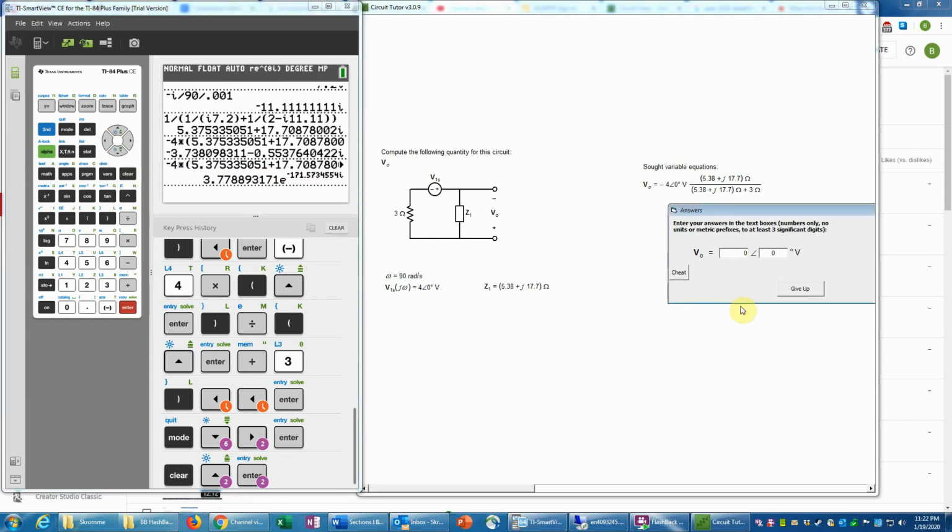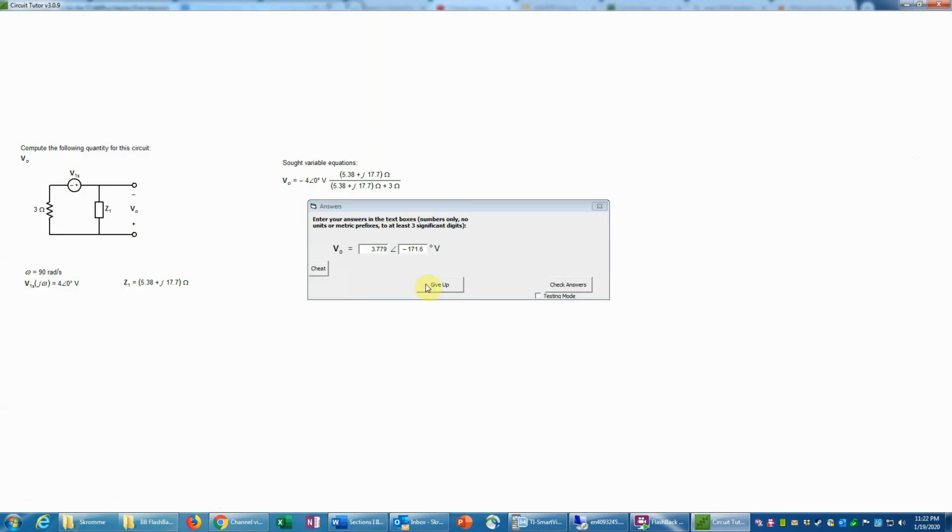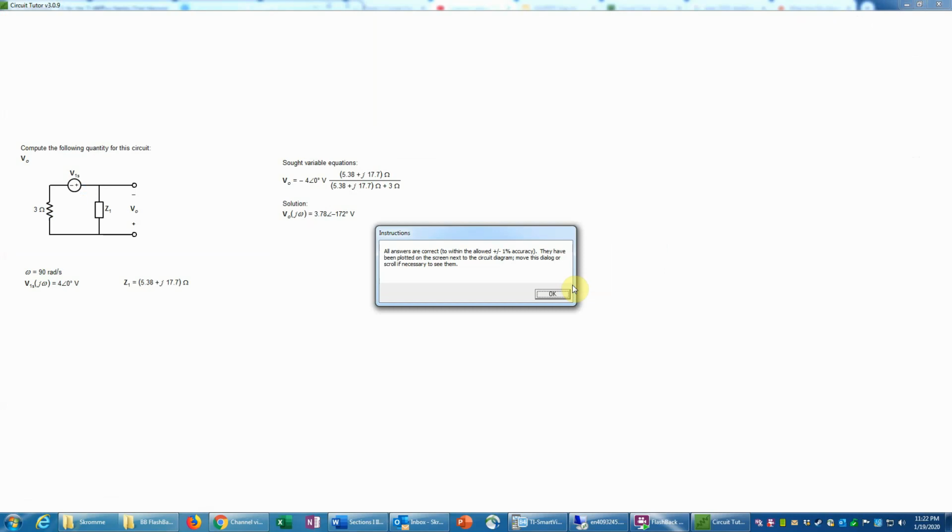So now I'll enter that here as 3.779 angle negative 171.6, using 4 significant digits for accuracy. And let's check that number. And that is correct.